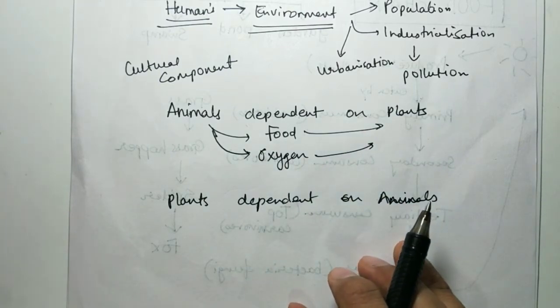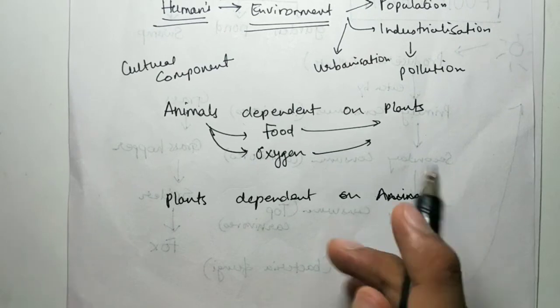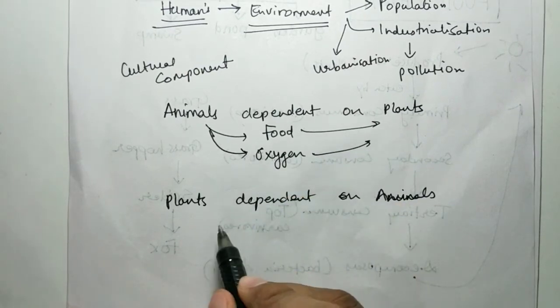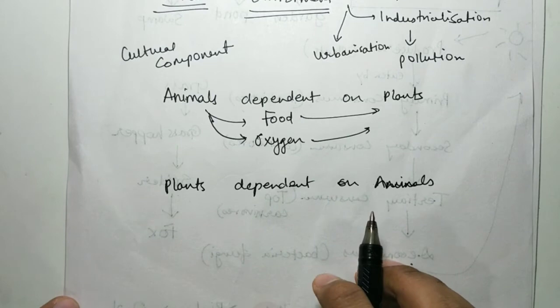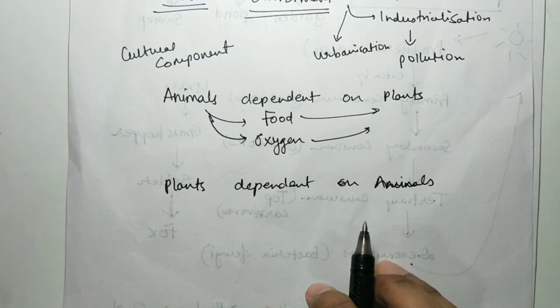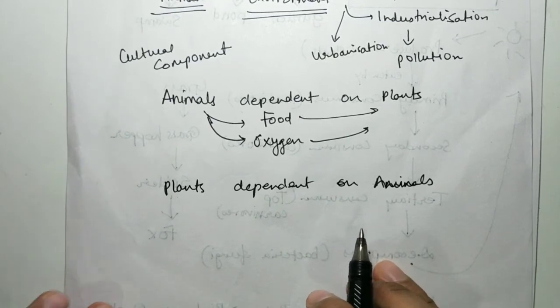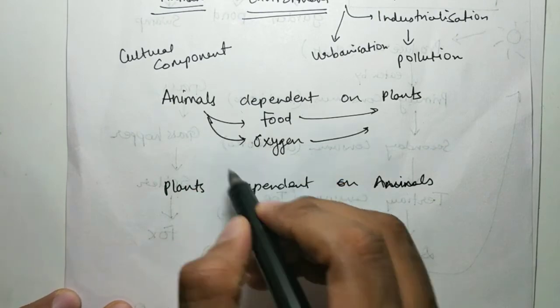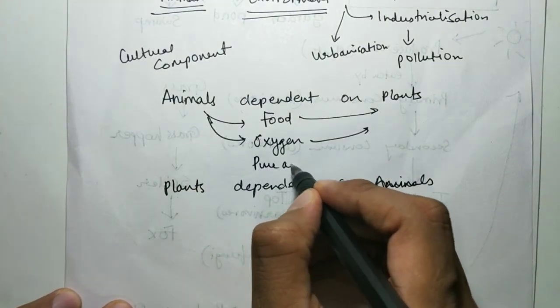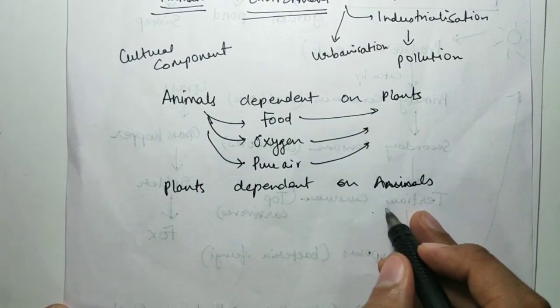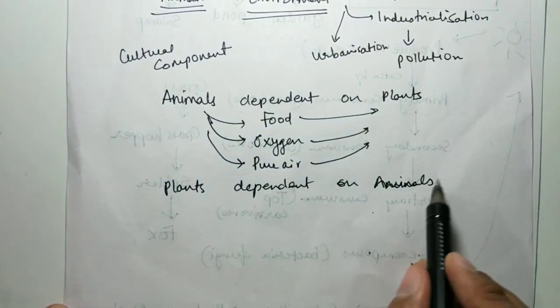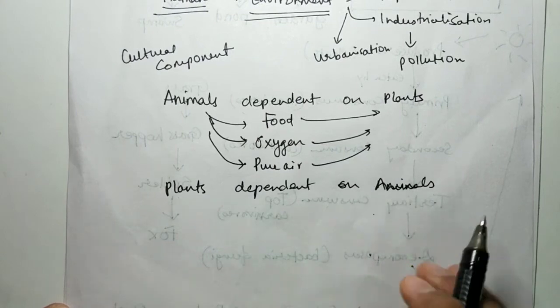Now how do plants depend on animals? Let's see. And one more thing, animals also get pure air because of plants. Okay, they purify air. In the same way, how do animals help plants?